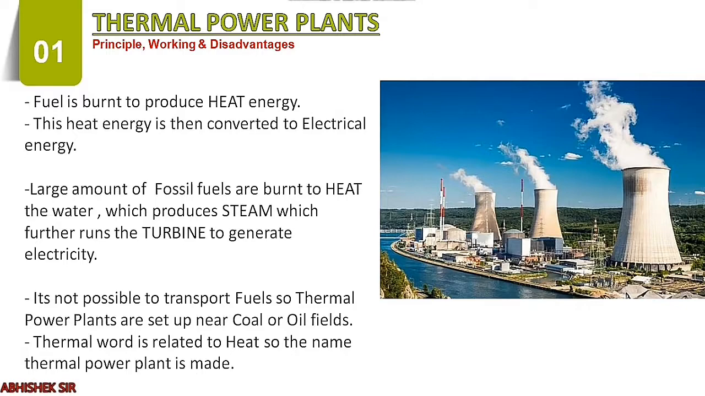Now, thermal energy we get from heat, right? The word thermal is related to heat. So those functioning units which give us electricity on the basis of heat are known as thermal power plants, right? Now, what do we do in these thermal power plants? We use fossil fuels. What do we do with these fossil fuels? They are burnt to produce heat energy, and this heat energy is converted to electrical energy. Clear? Now see, heat is converted into electrical energy. So this is the principle of a thermal power plant.